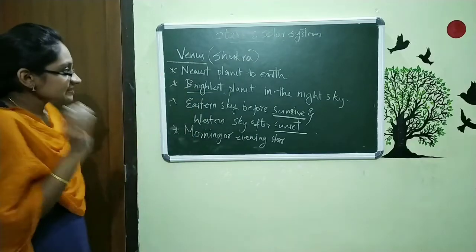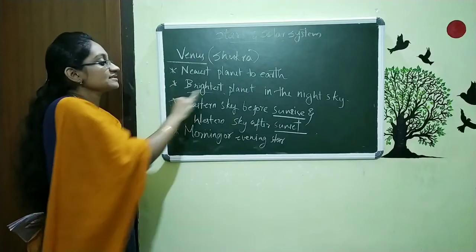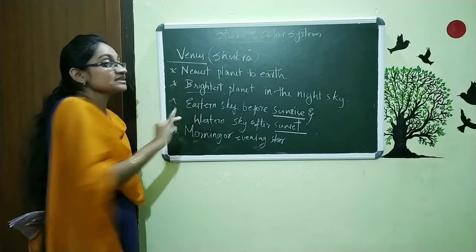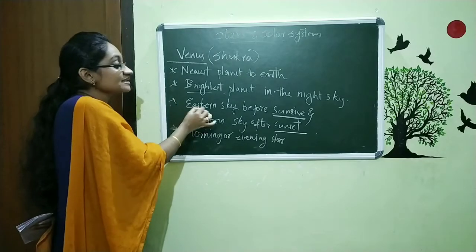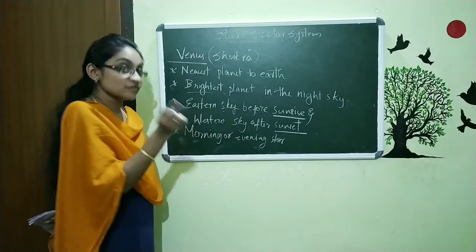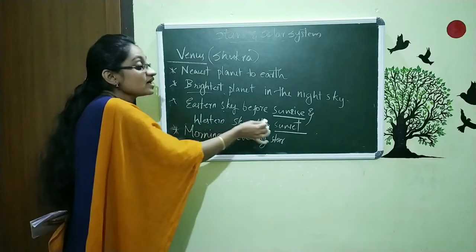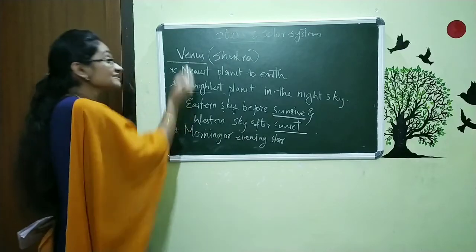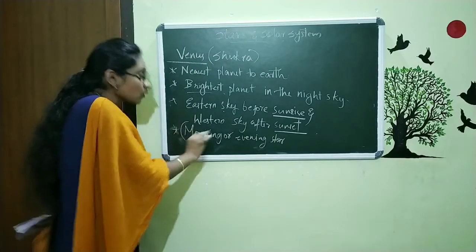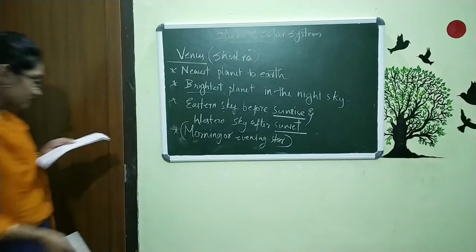So we studied the points: it is the nearest planet to Earth. Then we said that it is the brightest planet in our night sky. Then we said that sometimes we can see this in the eastern sky before sunrise, and we can see this in the western sky after sunset. And also we call this Venus the morning or evening star. I hope these points are clear.